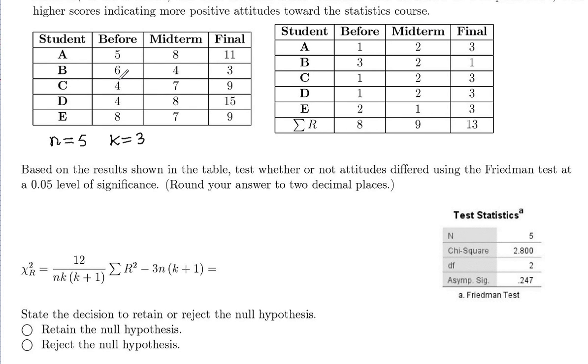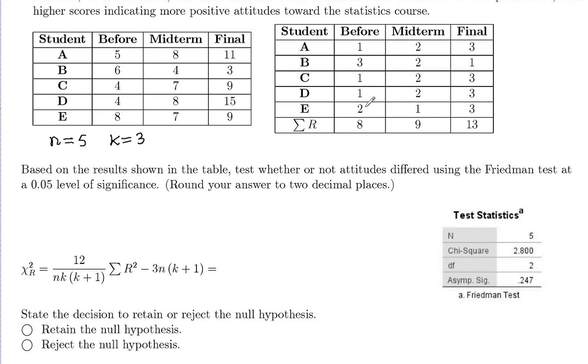If you look at student B, the final was their lowest, and then the midterm, and then the before score. So this is actually 1, 2, and 3. So these go backwards, 3, 2, 1. And then for student C, 4 was the smallest, then 7, then 9. So this will be rank 1, 2, 3. For student D, 4, 8, 15, those go in order, 1, 2, 3. And then for student E, the 7 was the smallest, that's rank 1, then the 8, then the 9, so that's a 2, 1, 3. So that's how I got the ranks.